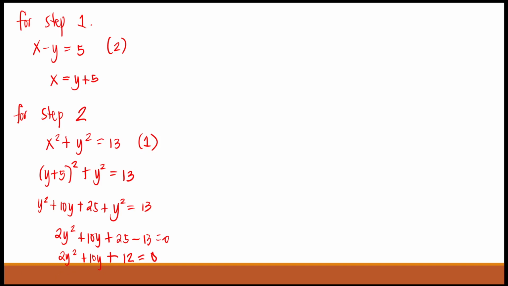So, what did we get 2y squared? We have y squared from the expansion of y plus 5 squared. And originally, from equation number 1, we have y squared also. So, y squared and y squared, that makes up 2y squared. So that makes dalawang y squared, we get 2y squared. Okay?